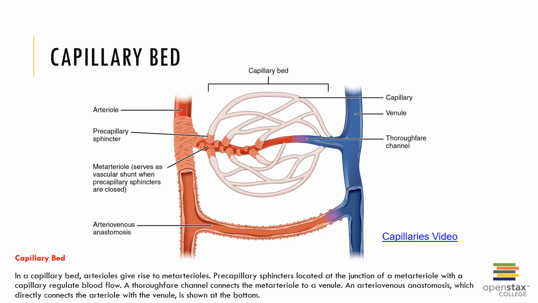A meta-arteriole or thoroughfare channel, which is basically a vascular shunt. And these are the vessels that allow the blood to bypass the true capillaries and be redirected to tissues that may be in need of an increased blood supply. Also, you can see the arteriovenous anastomosis that may bypass the capillary bed and lead directly to the venous system. These are also known as collateral circuits.